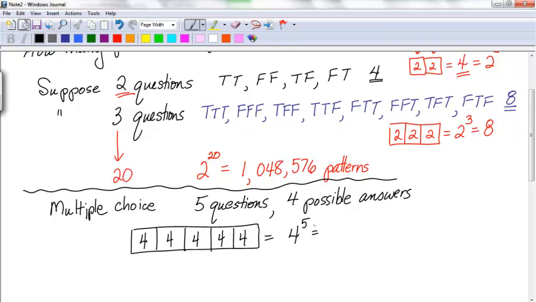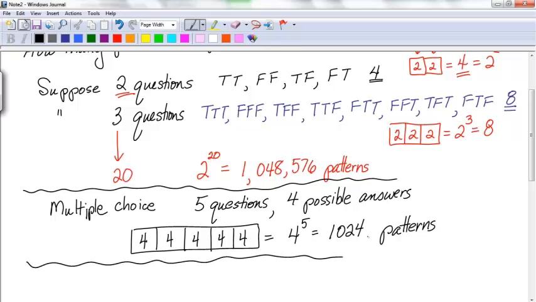Try that on your calculator. 4 raised to the 5th power. You should end up with 1,024 possible patterns of answers. Like if you answered all of them A, that would be one pattern. If you answered all of them B, that'd be another pattern. So even if you're guessing, you have several possible patterns in your answers.